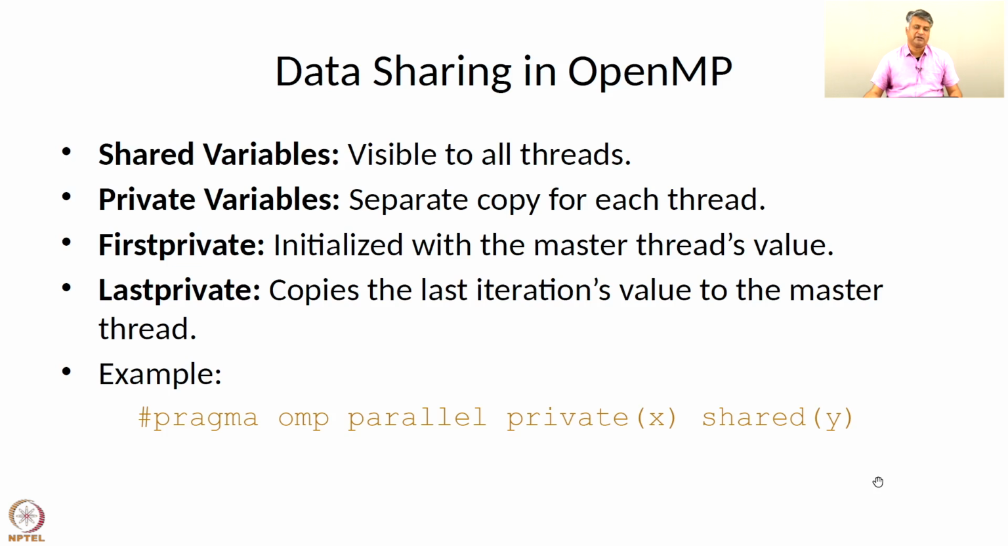The other thing that is critical in OpenMP is data sharing. We have shared variables, which are visible to all threads. You have private variables, where you have a separate copy for each thread. You have firstprivate, which is initialized with the master thread's value, and then it becomes private. And finally, you have lastprivate, which is the copy of the last iteration's value to the master thread. And you have to declare different variables to be either shared, private, firstprivate, or lastprivate using the example of the hash pragma given.